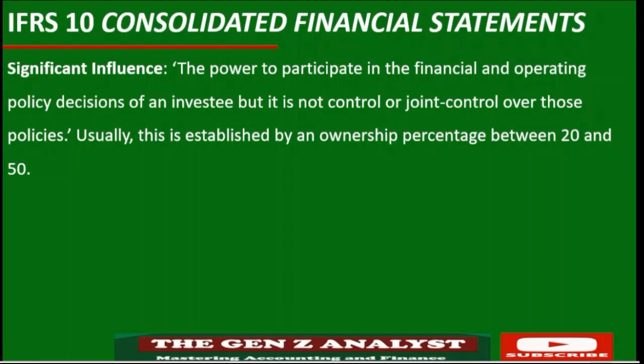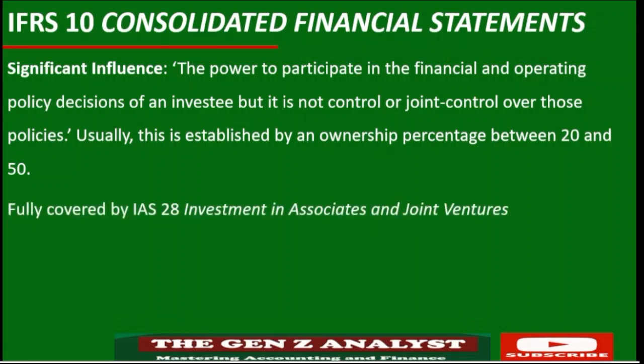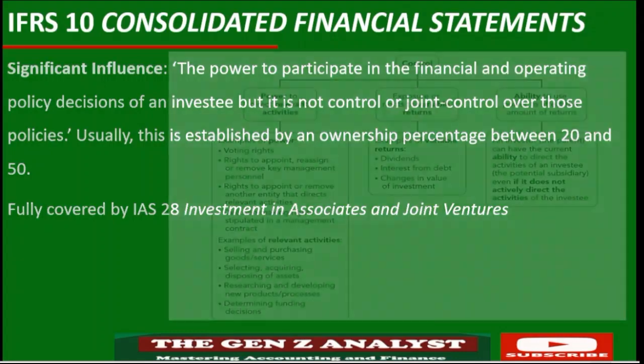So this is usually established by an ownership percentage of between 20 and 50%. So when you acquire shares between 20 and 50% in a company, then you have what we call significant influence according to IAS 28. You don't have control, but rather significant influence. So as I said, it is fully covered by IAS 28, investments in associates and joint ventures.